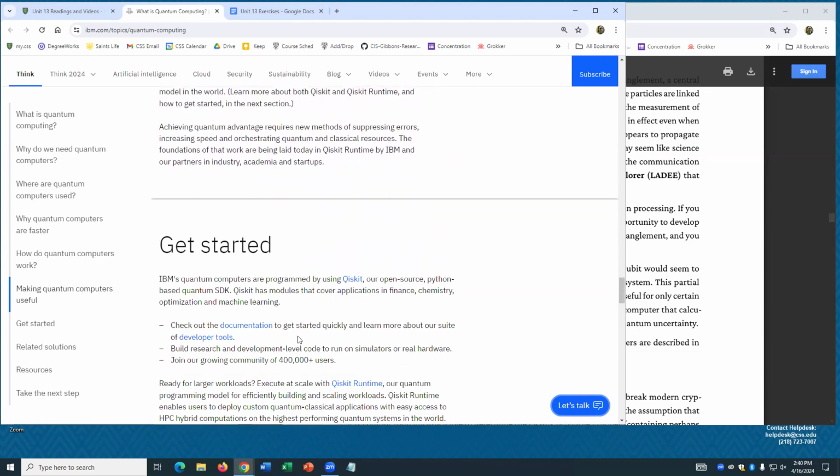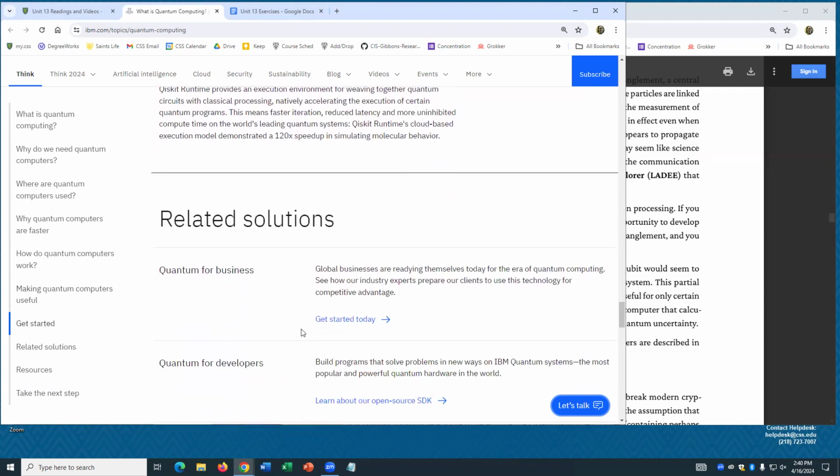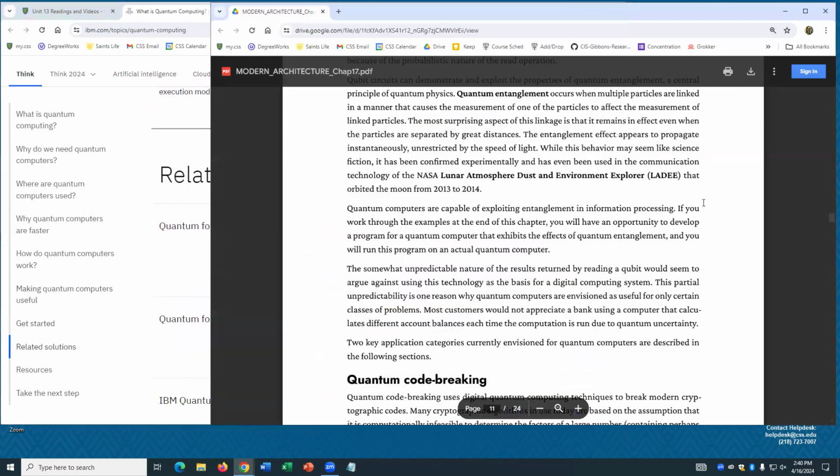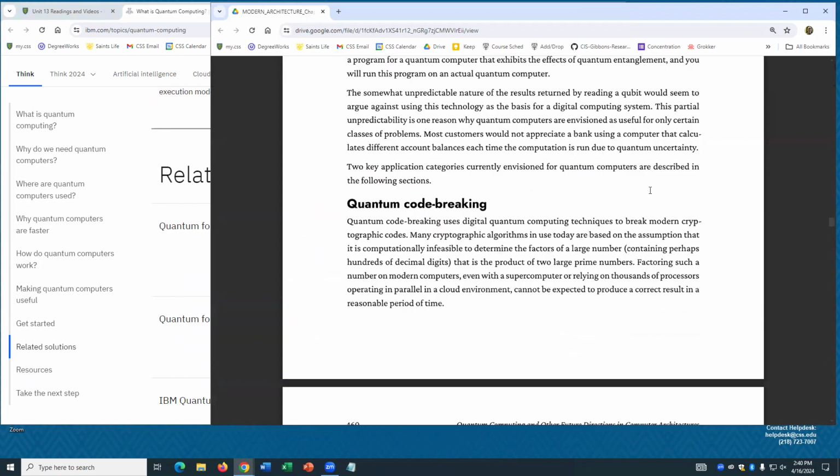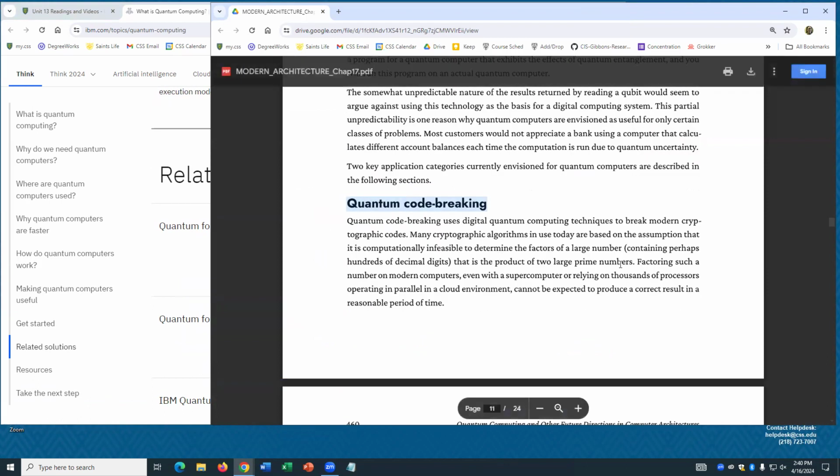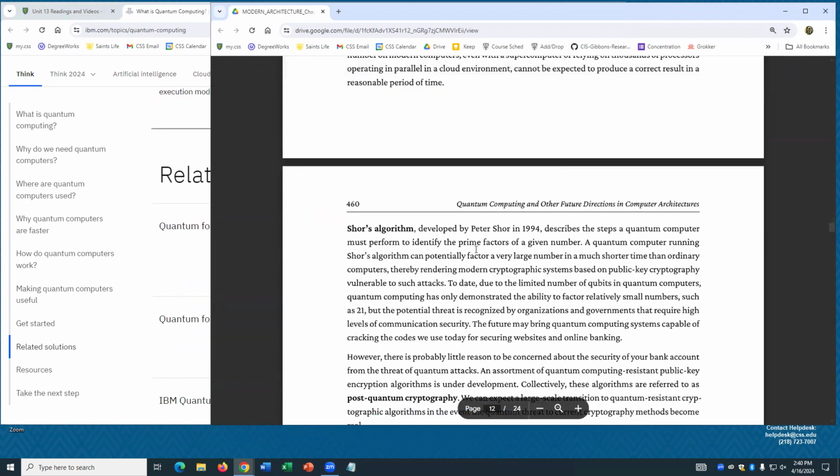Okay, let's talk a little bit about where we could use this stuff. One of the things that comes up all the time is quantum code breaking. One of the first big algorithms developed for quantum computing was Shor's algorithm, which takes... So the idea is that if you have a big number, right?